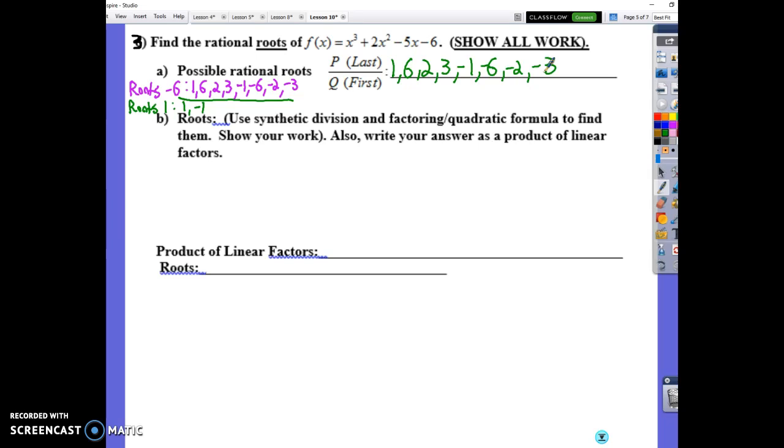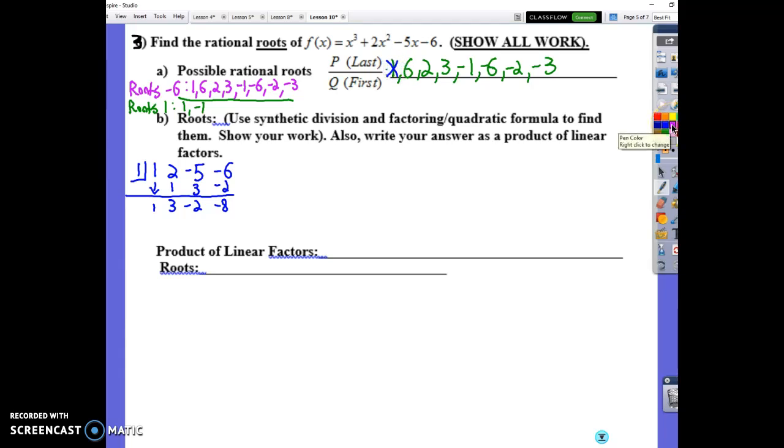Okay? So now we need to use synthetic division, factoring, quadratic formula to find all of the roots. So let's just start and pick a random choice. I put 1 first, so let's just try that. We're going to use synthetic division, so I'm going to put a 1 in the box. We've got 1x cubed, 2x squared, negative 5x, negative 6. Bring down the 1, multiplied by 1 is 1, that's 3. Multiplied by 1 gives us 3, negative 2, negative 2, negative 8. So 1 doesn't work. So I'm going to cross that off our possible choices.